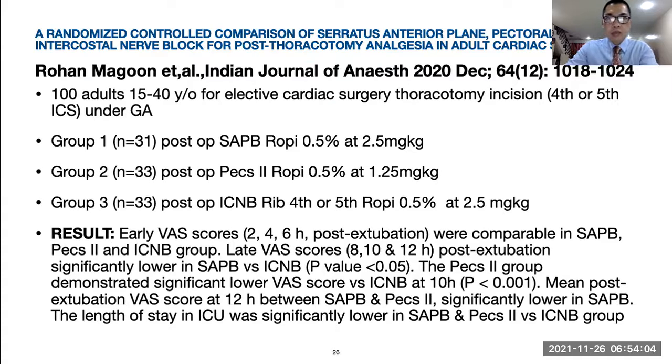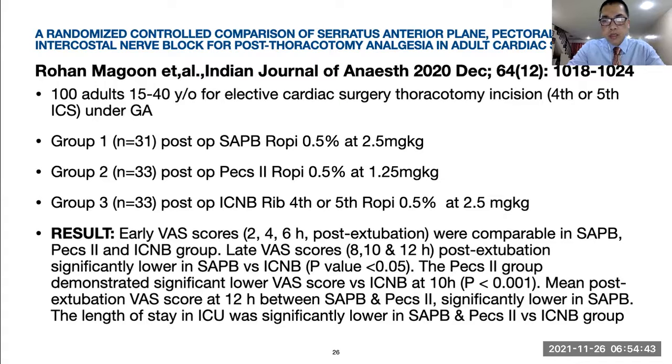Another study by Dr. Magun regarding a randomized controlled comparison of serratus anterior plane and pectoral and intercostal nerve block for post-thoracotomy analgesia in adult cardiac surgery. 100 adult patients were included in the study for elective cardiac surgery with thoracotomy incision at the 4th or 5th under GA, divided into three groups. Group 1, post-op serratus anterior plane block. Group 2, post-op PEX2 block. And Group 3, post-op intercostal nerve block.